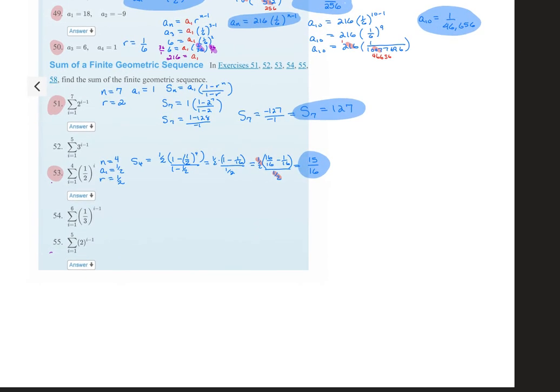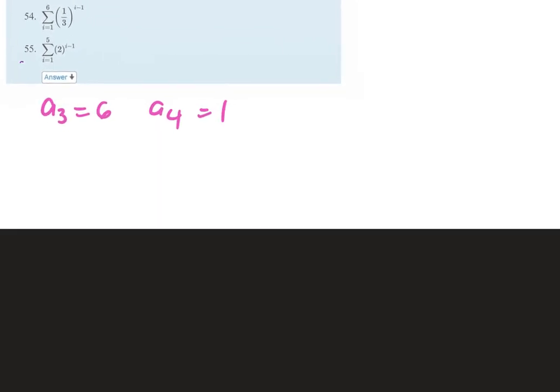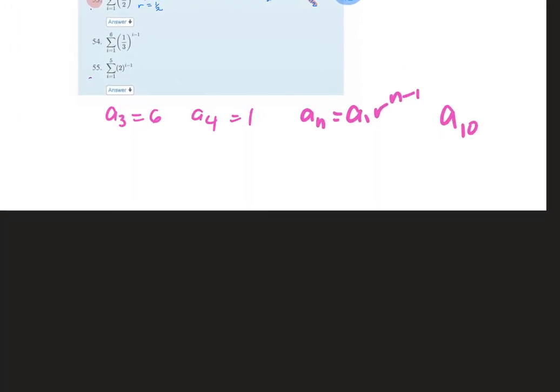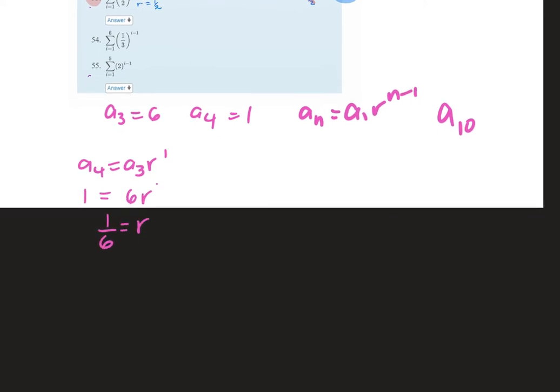Sure. So 50 gives you A3 is 6 and A4 is 1. So if I wanted to find R, because what does it want? It wants AN, and that would be A1 times R to the n minus 1, and then it wants A10. So the first thing you have to do is figure out what R is. These are consecutive, so you can just take the 4, divide it by 6. If they weren't consecutive, I would do A4 on the left, A3 on the right, and then this would be R to the first. So you could do it that way, but it's going to give you the same thing, and R is 1/6. It will not be consecutive on your test, so make sure you know how to do that. Big on the left, little, and then the difference on the R.